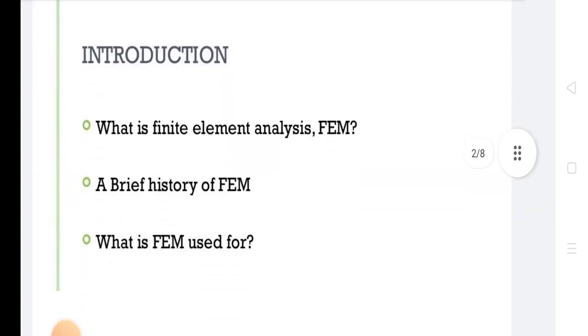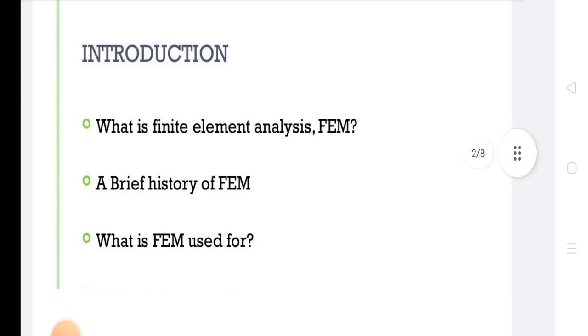Second, in the analytical method, complicated problems are difficult to solve. In FEM, they can be solved easily. In the continuum method, non-linear problems cannot be solved. In FEM, non-linear problems can be solved easily. The analytical method gives the solution for the entire body. In FEM, the solution is obtained for each node and element.